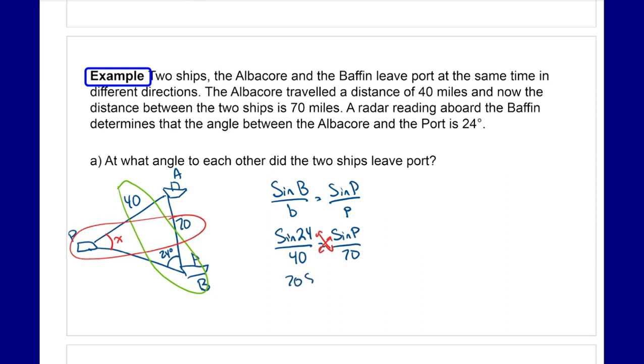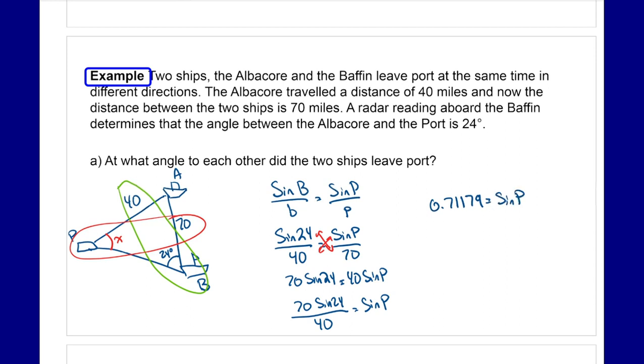So 70 sine 24 equals 40 sine p. To get the 40 by itself, we have to move it back over. So 70 sine 24 divided by 40 is equal to sine p. So I can simplify that. 70 times sine 24 divided by 40, I get 0.71179 is equal to sine p.